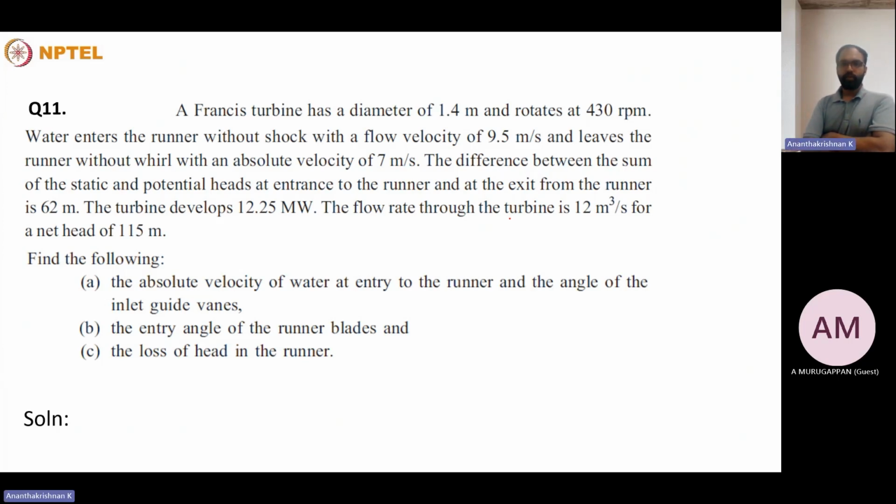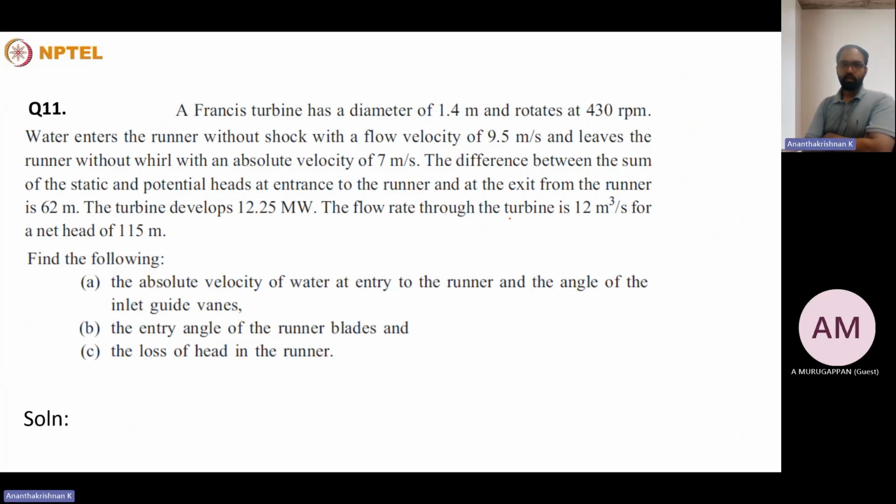The difference between the sum of the static and potential heads at entrance to the runner and at the exit from the runner is 62 meters. The turbine develops 12.25 megawatt. The flow rate through the turbine is 12 meter cube per second for a net head of 115 meters.